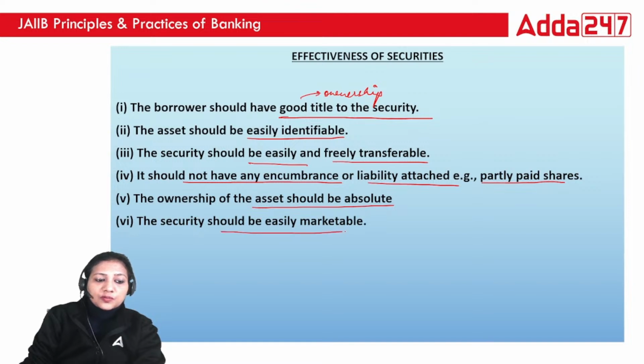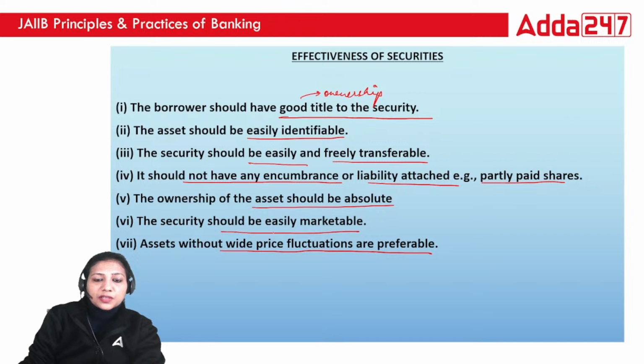Security should be easily marketable. Assets without wide price fluctuations are preferable. Those securities which can fluctuate a lot will become very difficult for the banks. Example could be shares. Although we take shares as security, we have to ensure that we keep enough margin so that the bank should not lose in case the market declines. And the bank will also try to hedge all those risks.